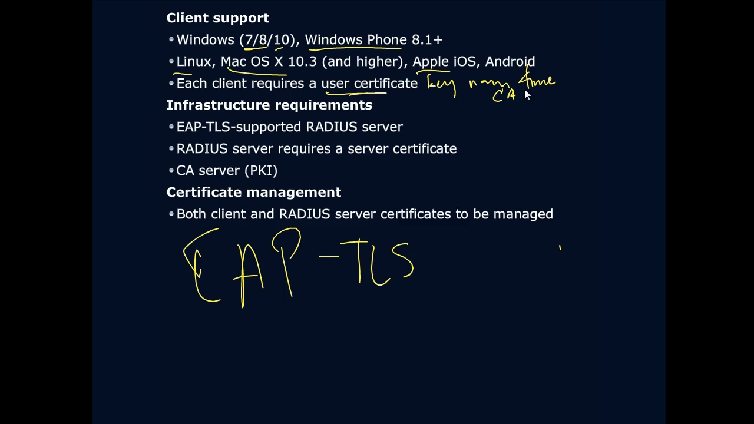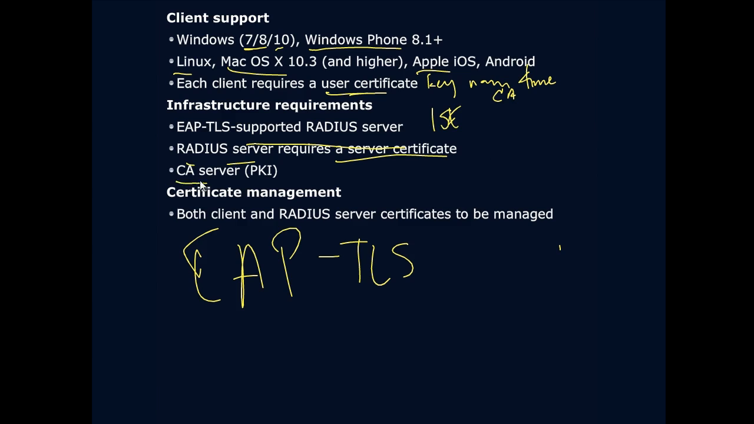Now, infrastructure requirements. If we're going to implement EAP-TLS as authentication, what we're going to use to authenticate to each other, there is something we need. We need a supported RADIUS server. Has to be a RADIUS server here. It can be ISE. ISE can be used as your RADIUS server or any other valid RADIUS server that supports EAP-TLS. Now, the RADIUS server does require a server certificate, right? We're using certificate exchange to verify identities. So in order to do that, we have to have our certificates.